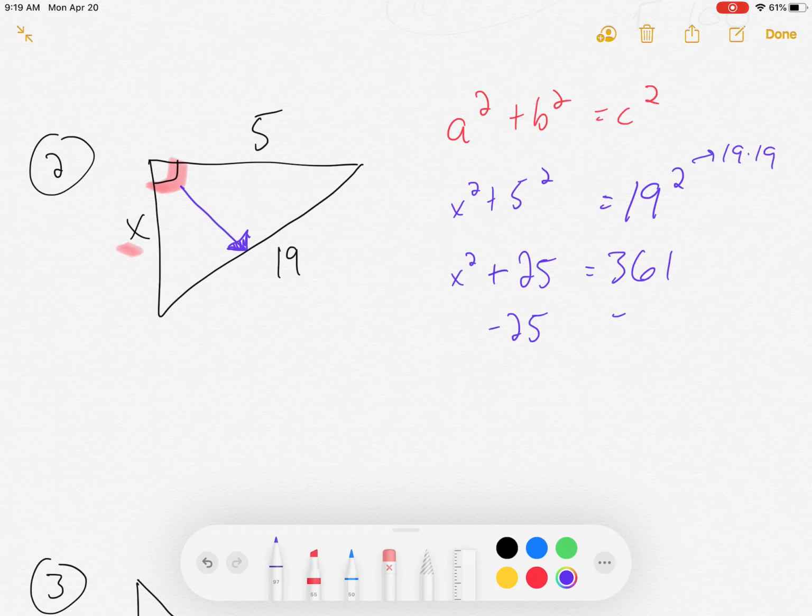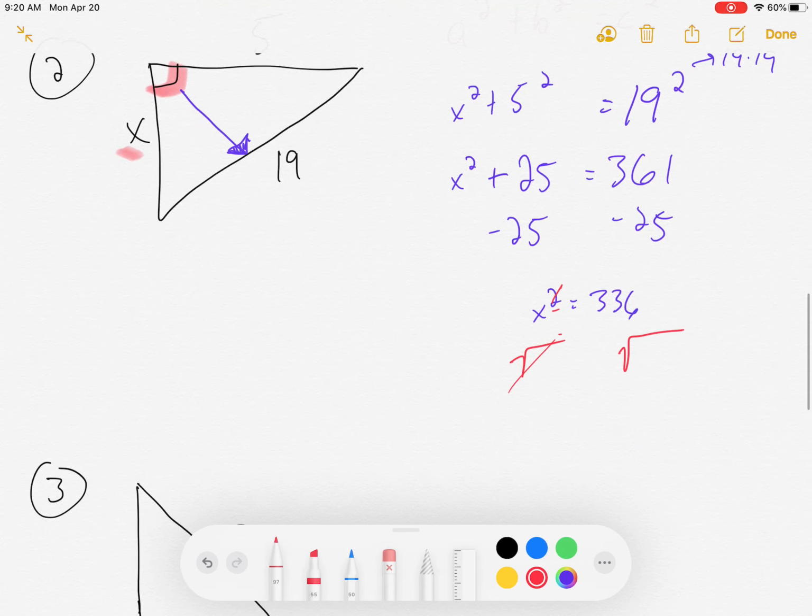Now our goal is to get x squared by itself. To get x squared by itself, our first step, minus 25, minus 25. 361 minus 25 is 336. We should have x squared equals 336. Now we need to get x by itself. In order to get x by itself, we need to get rid of this square. To get rid of the square, we need to take the square root of both sides. If we do it to the left, we have to do it to the right. My square root go bye-bye. We're left with x equals the square root of 336.